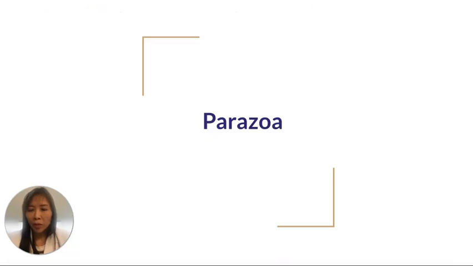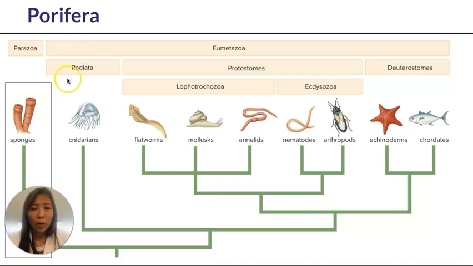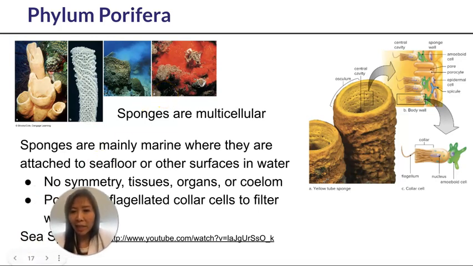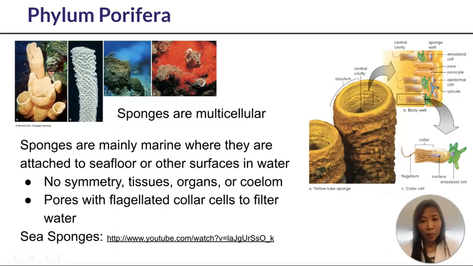So the first branch we're going to visit is the Parazoa. The only phylum that really exists under the Parazoa is the phylum that includes the sponge, and this is the phylum Porifera. So Porifera includes sponges, and the characteristic that sponges have is that they tend to live in marine water areas. They are attached to the seafloor and other surfaces in the water.